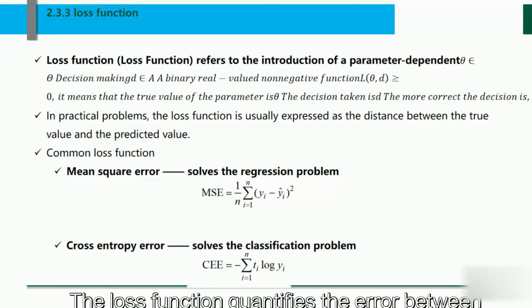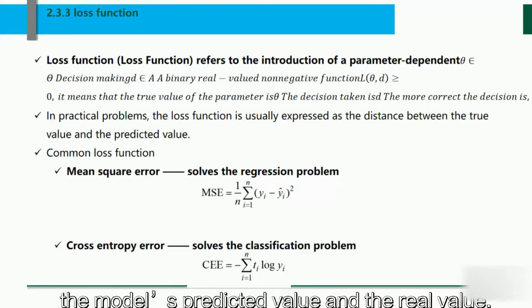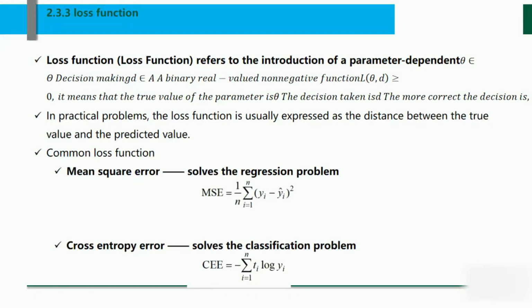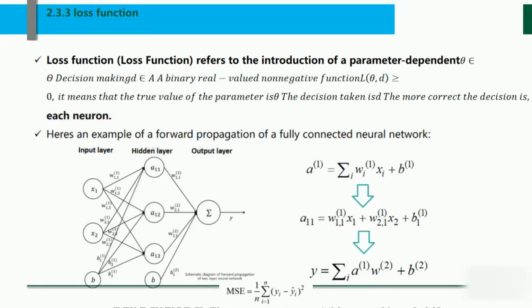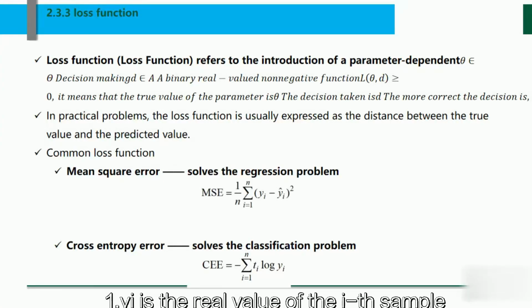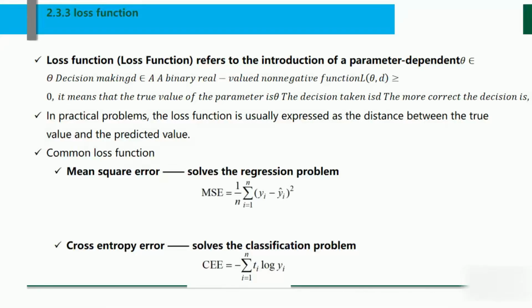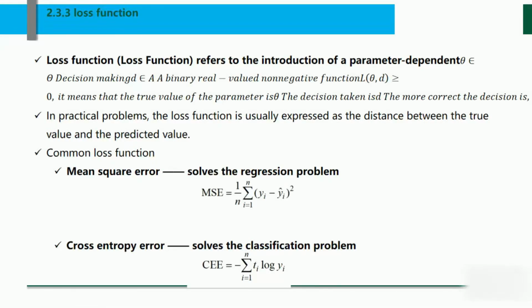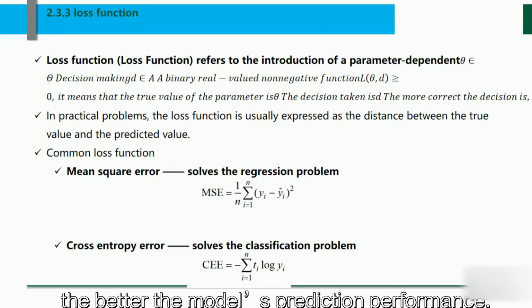The loss function quantifies the error between the model's predicted value and the real value. The slide shows a common one, mean squared error, MSE, calculated as MSE equals 1 over n times the sum from i equals 1 to n of the quantity y_i minus ŷ_i, squared. Let's clarify the parameters. First, y_i is the real value of the ith sample. Second, ŷ_i is the predicted value of the ith sample. Third, n is the total number of samples. The smaller the MSE, the better the model's prediction performance.